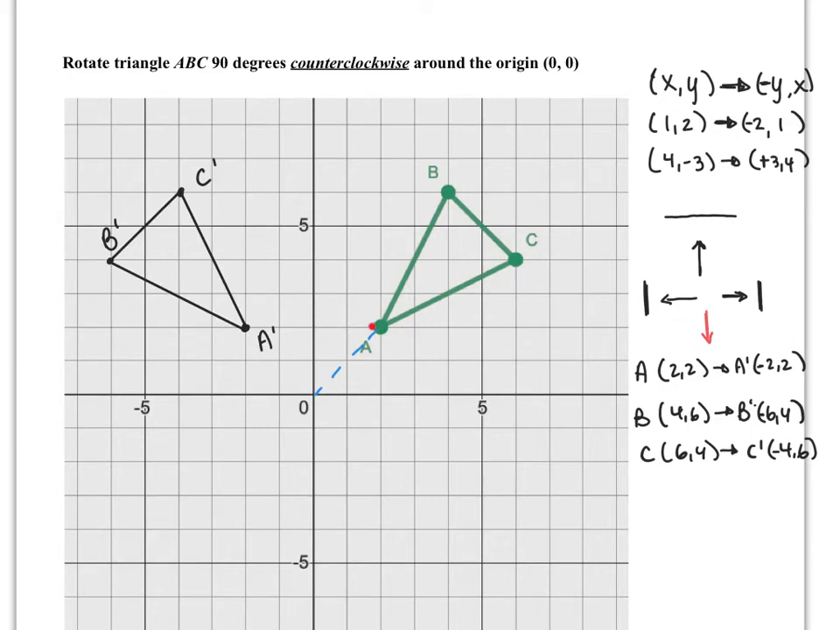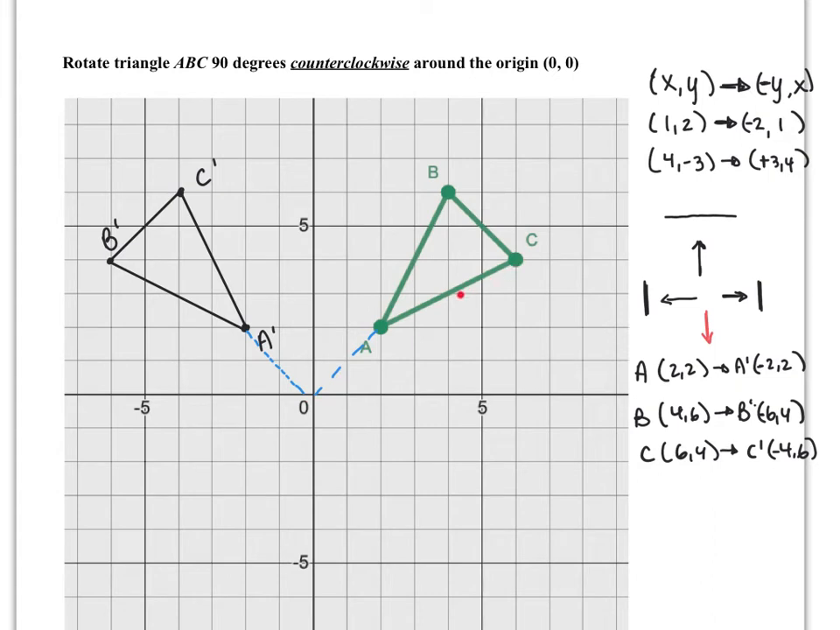And so I can see how this kind of swung through the origin, and this whole triangle kind of landed on its side. One thing I can do to check for accuracy, because I went through the origin, is I can connect A to the origin and then its image point A prime to the origin, and I can see that these make a right angle.